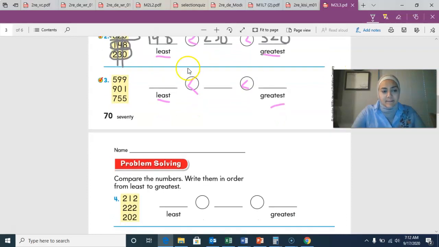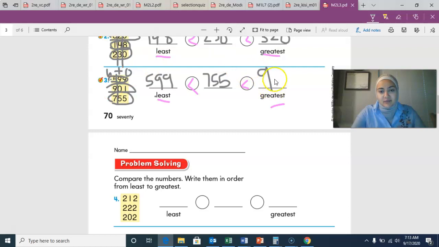All right, let's look at number 3. We have ones, tens, hundreds. I'm going to look in my hundreds place value first. We're looking for the least number first, okay? So what's the smallest or least number? 5, 9, or 7? 5 is the smallest number. So 599 would go first. All right, what's the next smallest number? 9 or 7? 7 is the next smallest number. So 755 would go next. And what is the biggest number in the sequence? 901. So 901 would go last.